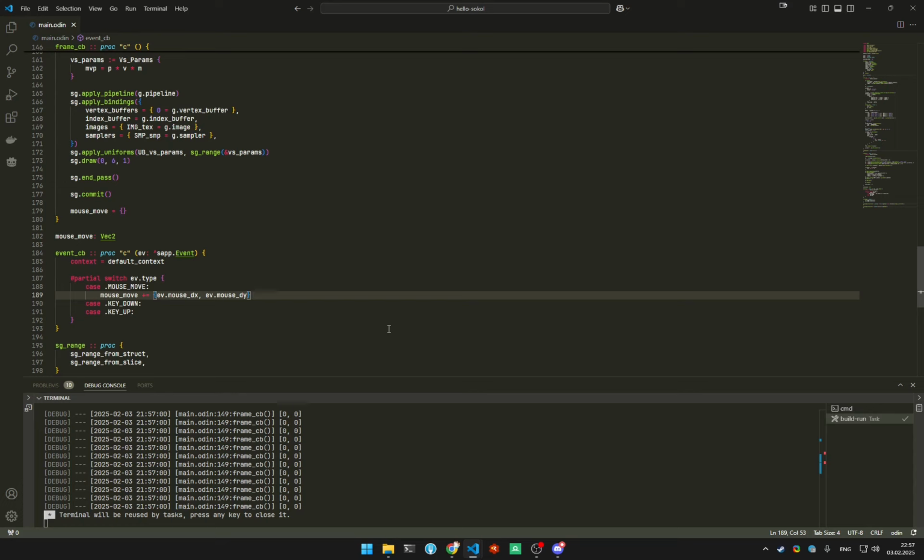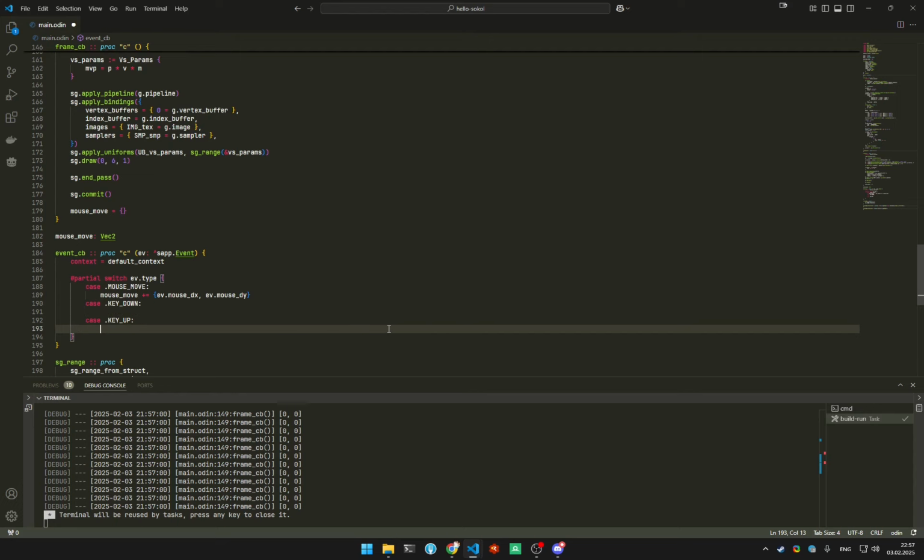Now for the key down and key up, because Sokol doesn't really have something like is key down, it only provides us with these two events, so we need to handle this ourselves.